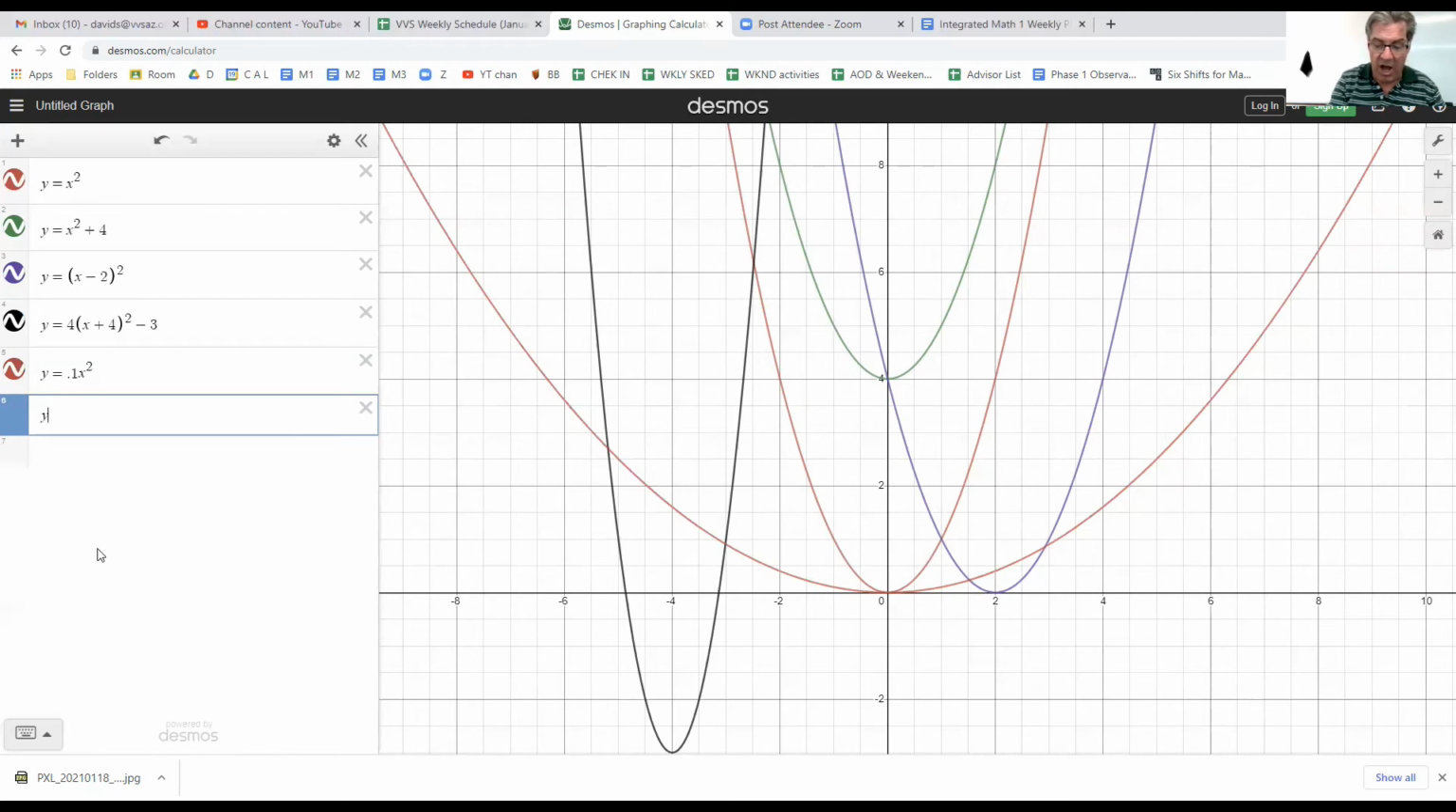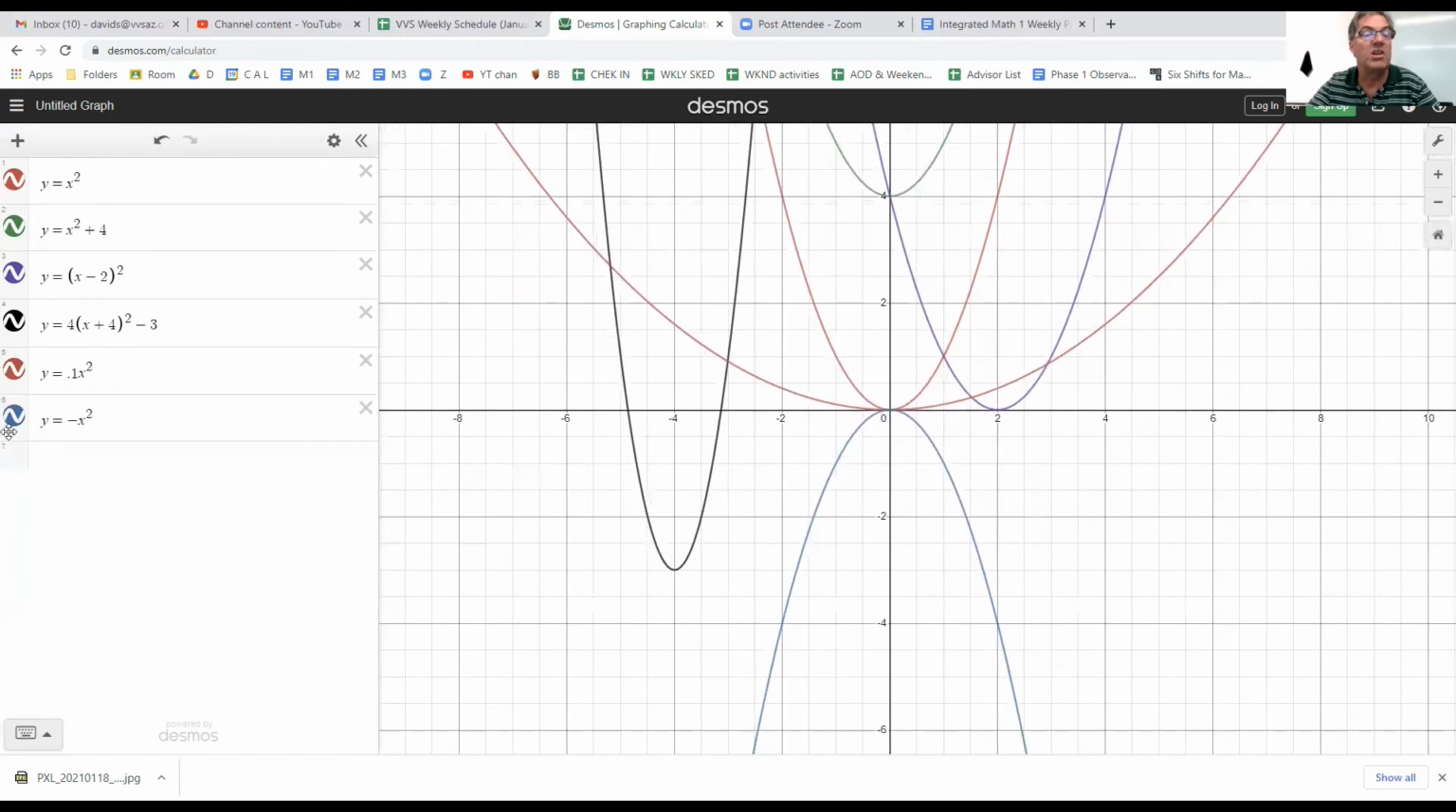So let's try that. y equals, now all we need to do is put some kind of negative term in front of my x squared. So I'm just going to do the simplest one. We'll just go negative x^2 for squared, and there we go. And so now I have this kind of steely blue color for this equation, and check it out. Here's my graph. It's opening downward. It's the same exact shape as this one, as y equals x squared, except that it opens down.